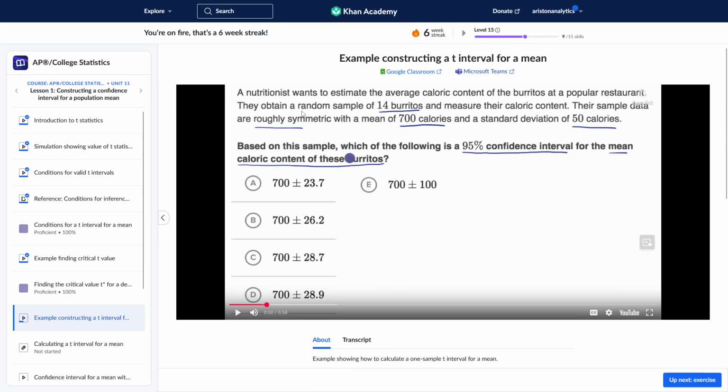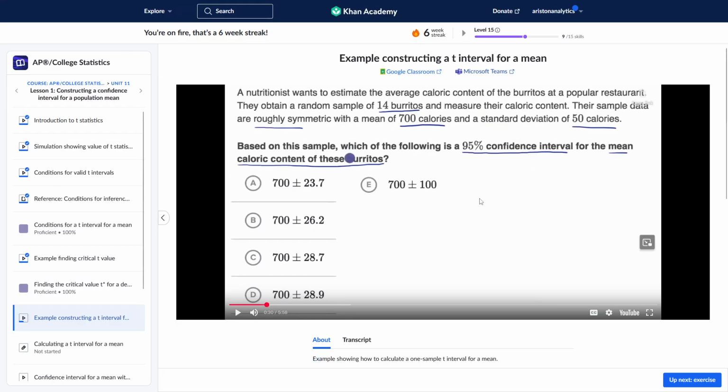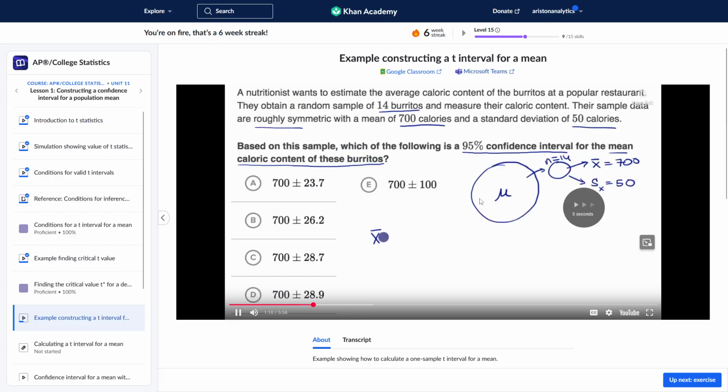So I think that the confidence interval for a mean uses a t interval. So it'd be the t value times the sample standard deviation over the square root of n. We don't know the population standard deviation. That's why we're using a t statistic.